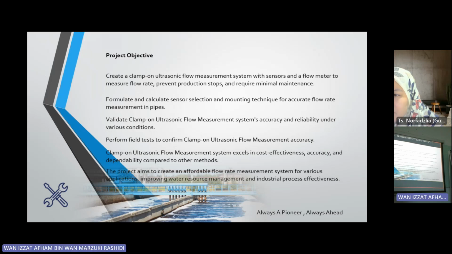Depending on certain conditions, we must calculate the sensor selection. For example, if the pipe diameter is too big, then the sensor must match the pipe in its calculation. We cannot use a small sensor on a big pipe, for example. And then the mounting technique also plays an important role because we have one or two ways to mount the sensor or transducer to the pipe.